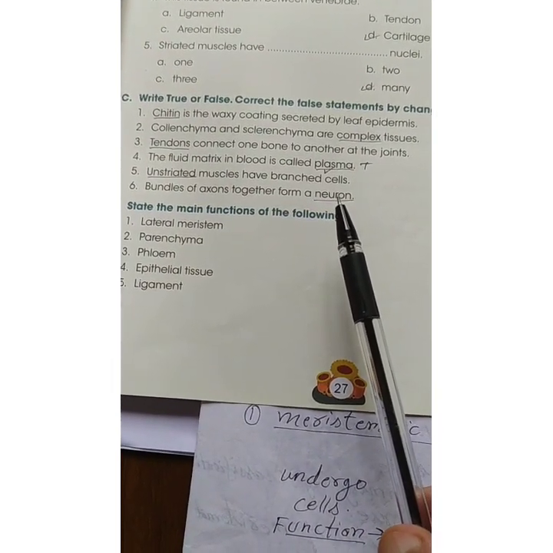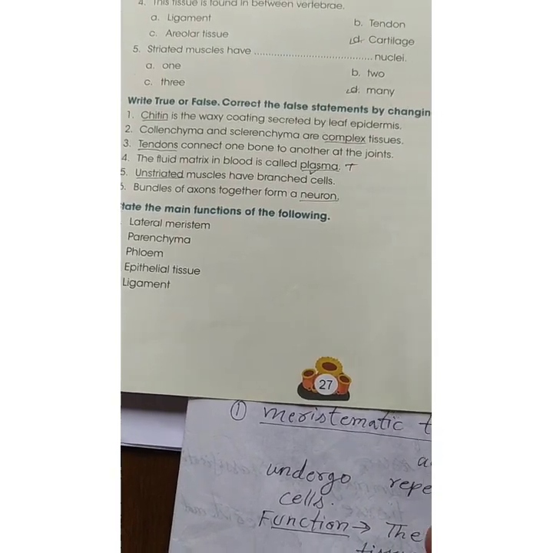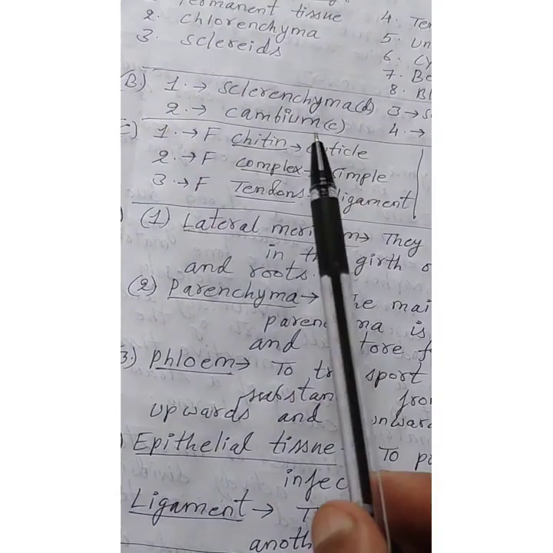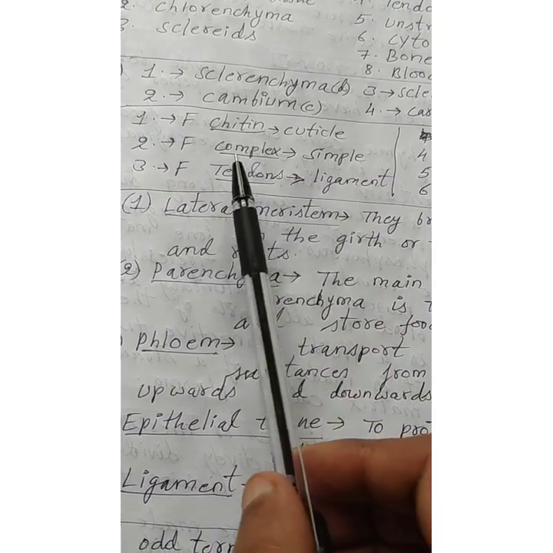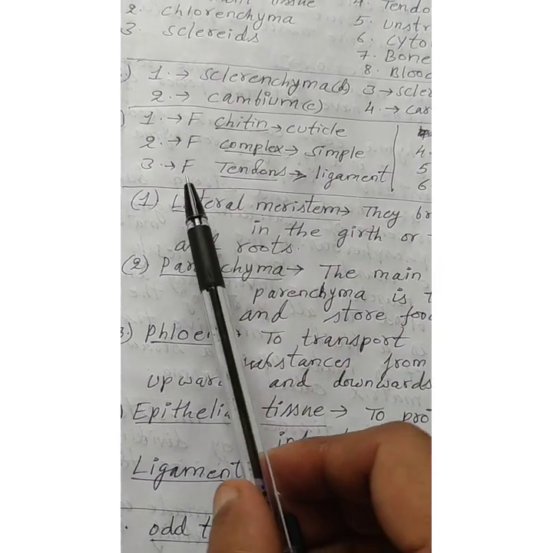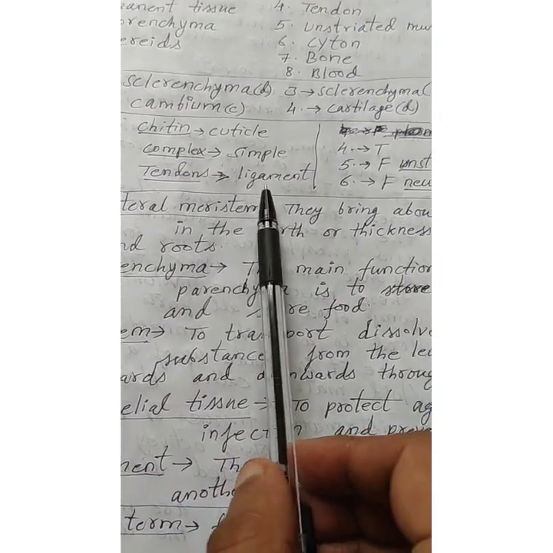You have to make it nerve, N-E-R-V-E, nerve. Okay. As you can see, I have written here. Number 1, chitin cuticle. Number 2, complex simple. Number 3, false only. Tendon should be replaced by ligament.